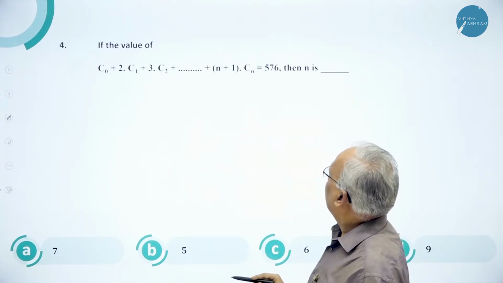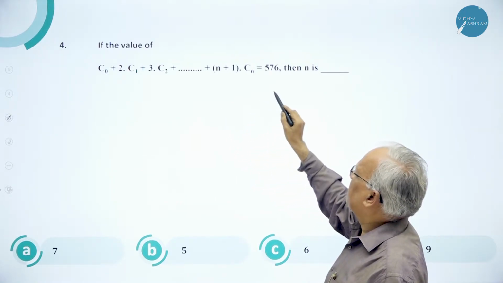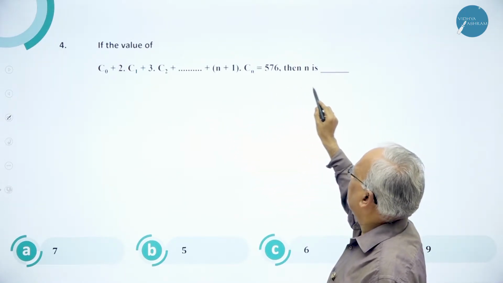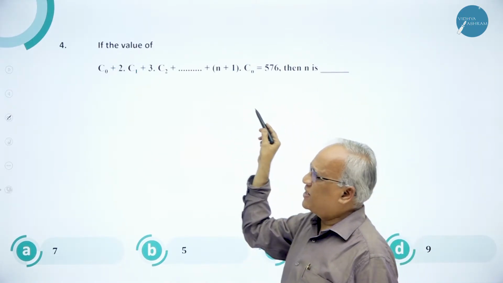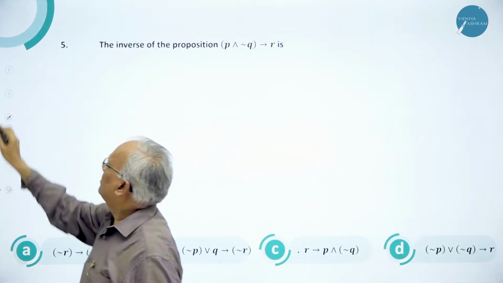The value of this C0, 2C1, 3C2, etc. n plus 1 into Cn equal to 756. Then n equal to, even this binomial coefficients not there in the new NCERT syllabus. You can skip this question.